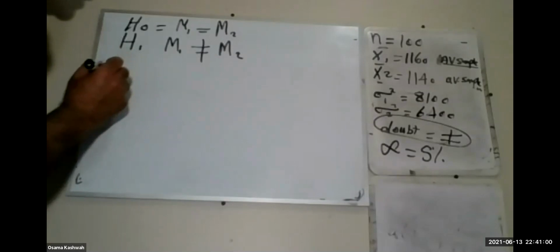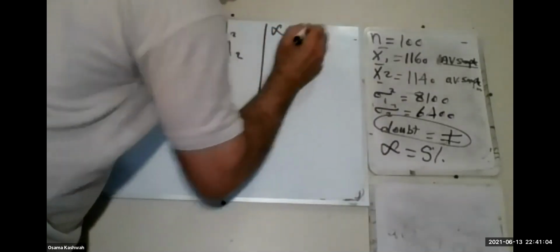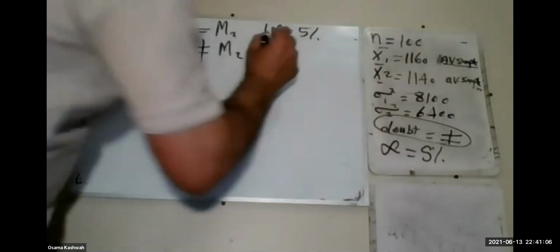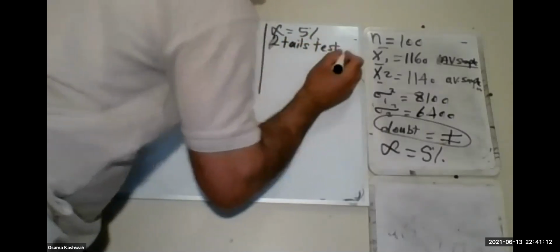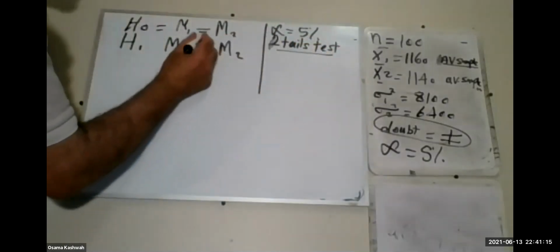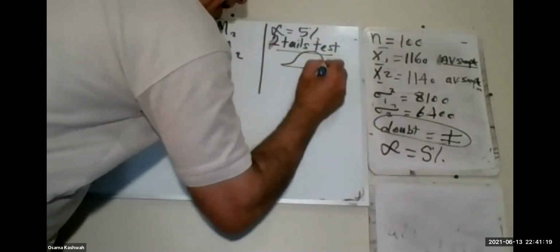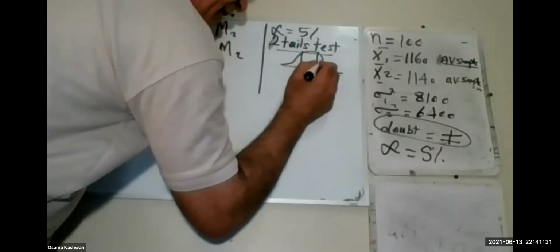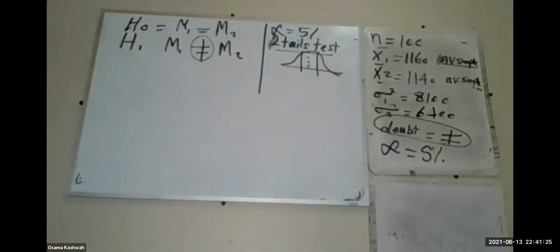Then the test level, I'm discovering this at alpha equals 5%. And this is a two-tailed test, of course. How do I know that it's a two-tailed test? Because of the unequal sign. Two-tailed means that I will check for the critical area in between the two parts of the normal distribution curve.